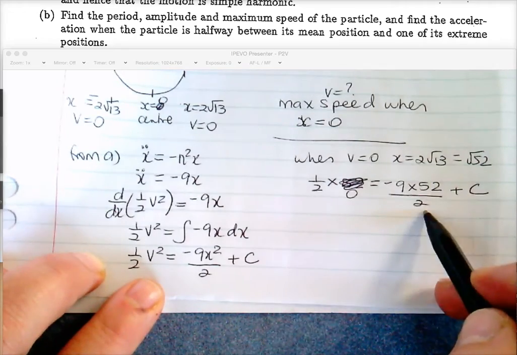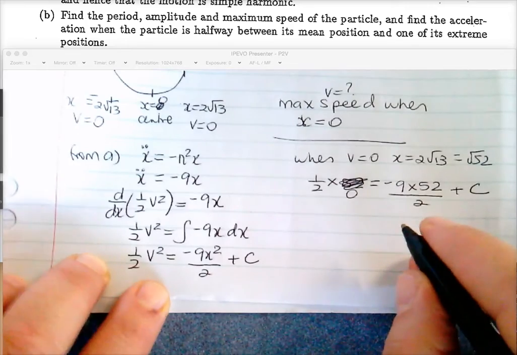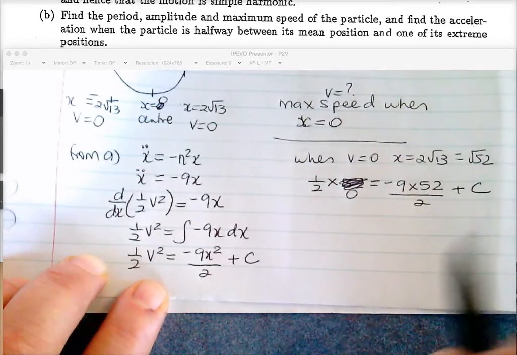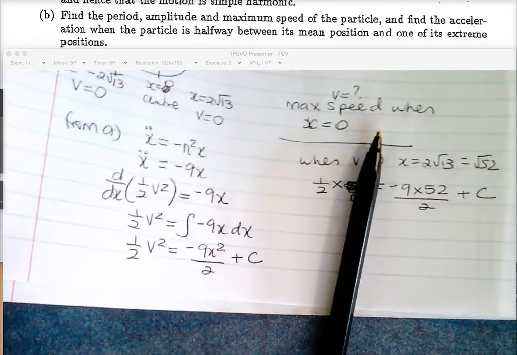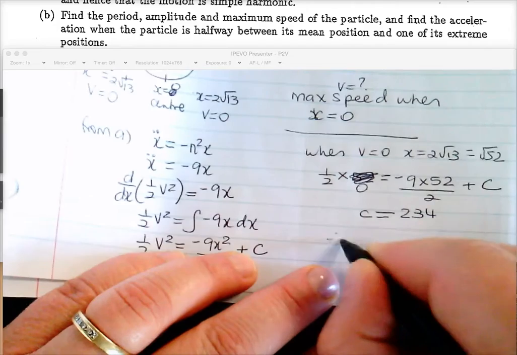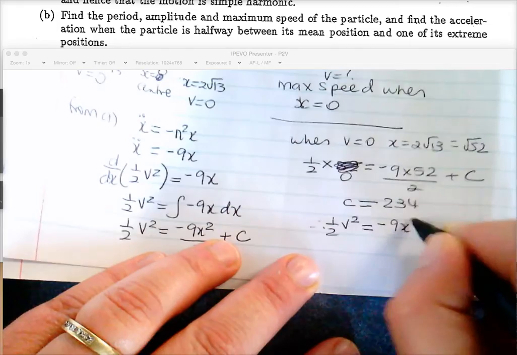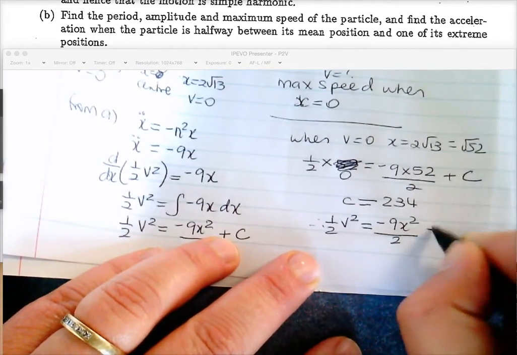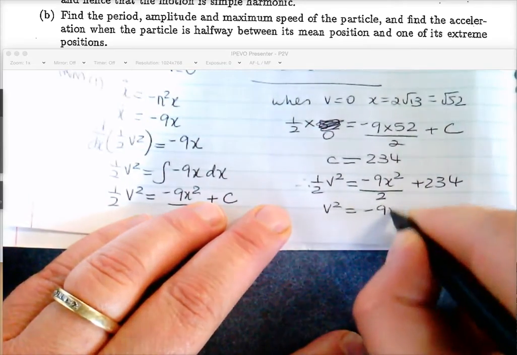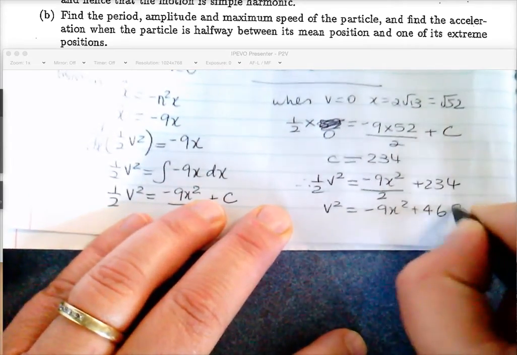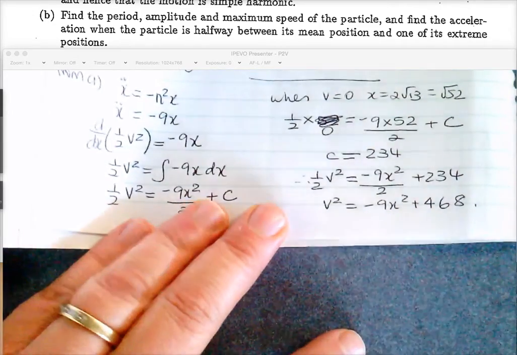Oh, what's that? 52 on 2 is 26, times 9 is 260 minus 26, 234. What's wrong? Okay, so therefore a half v squared equals, what have I got? Negative 9x squared on 2 plus 234. Multiply through by 2, v squared is negative 9x squared plus 468. Good. Now, we've got an equation.